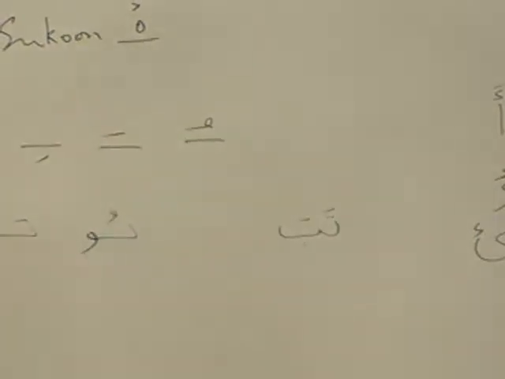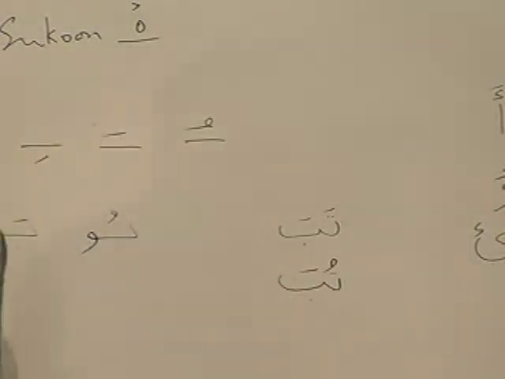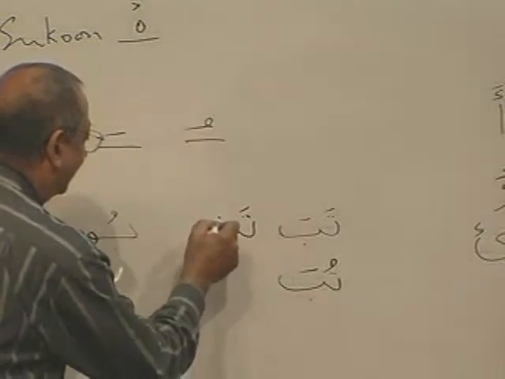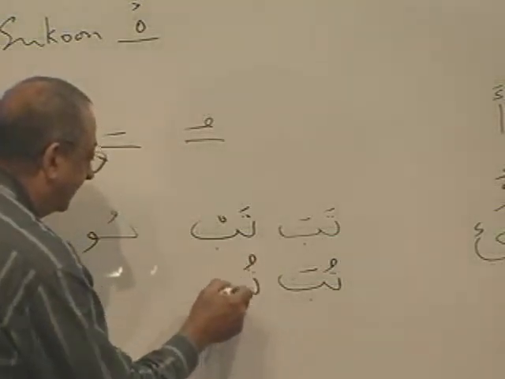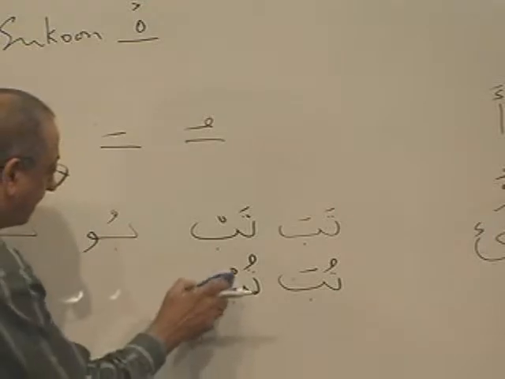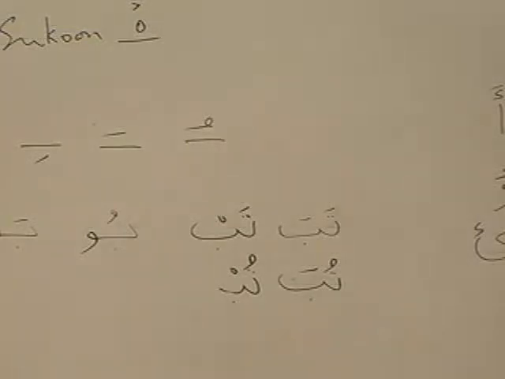What is this, brother? Taba. Okay. And what is this? Tuba. Are you with me? Now I write it like this. What is this? Tab. There is no vowel sign on ba. Tab. See how you pronounce ba? Now if I say it like this, what is it now, brothers and sisters? Tub. Here it was tuba, and here it is tub. So there is a sukoon on ba.